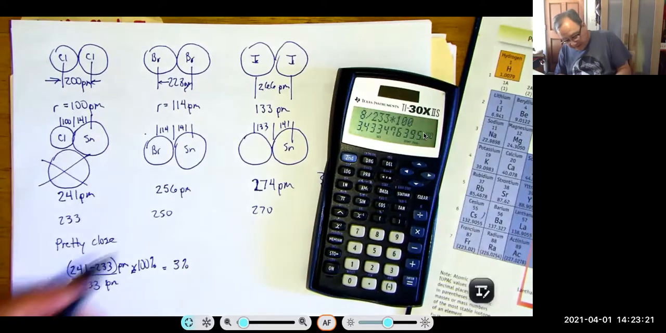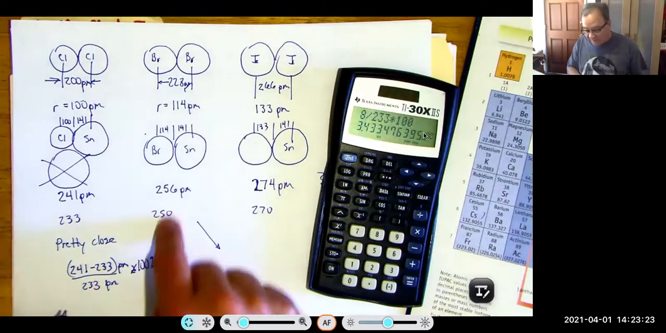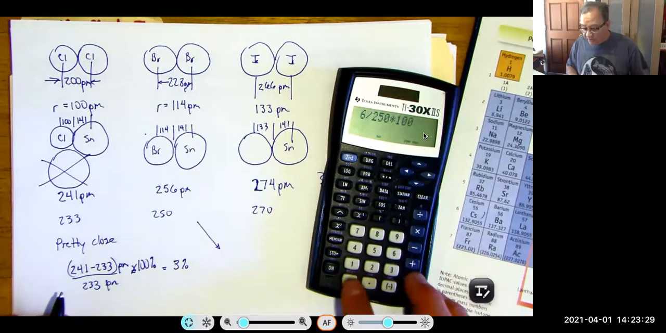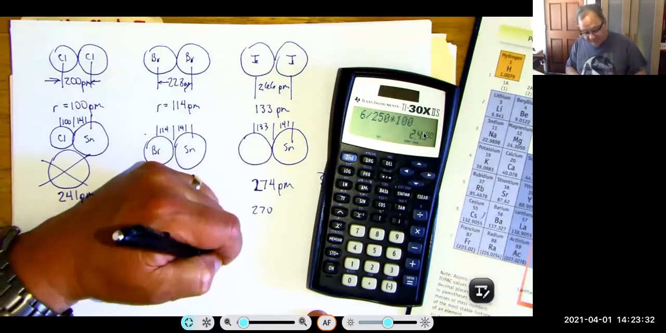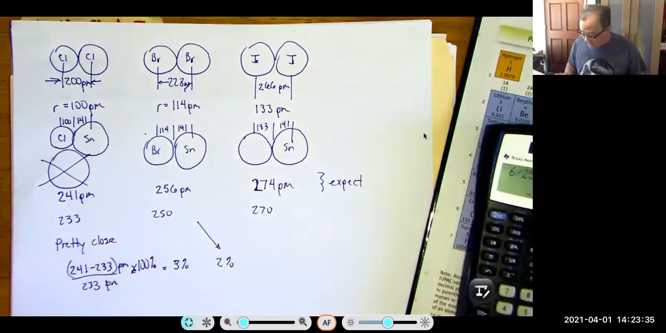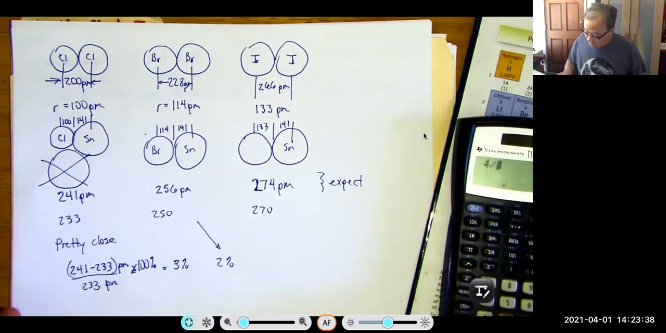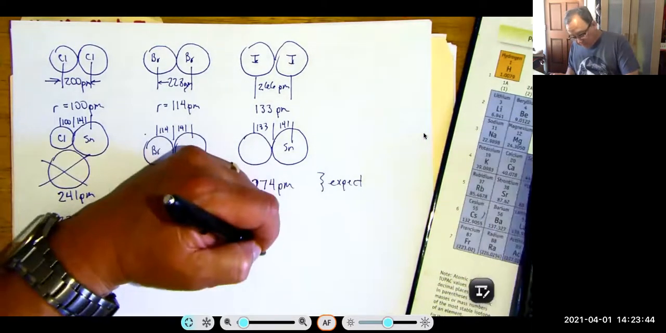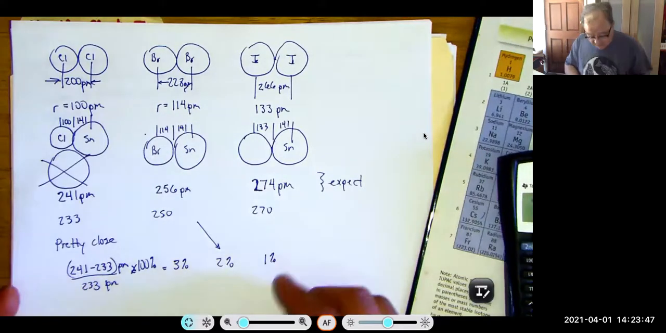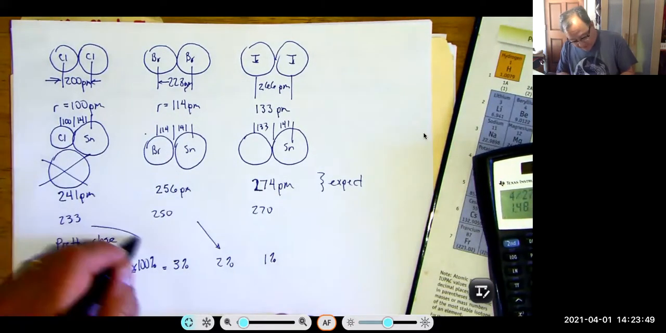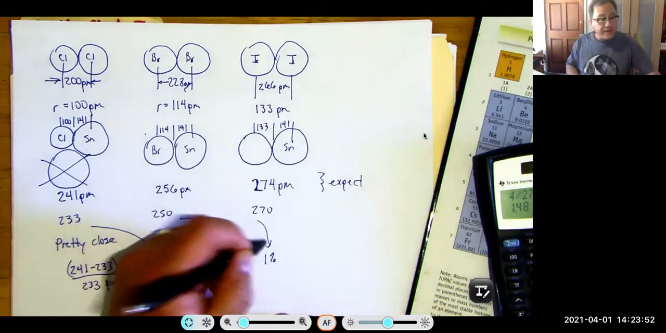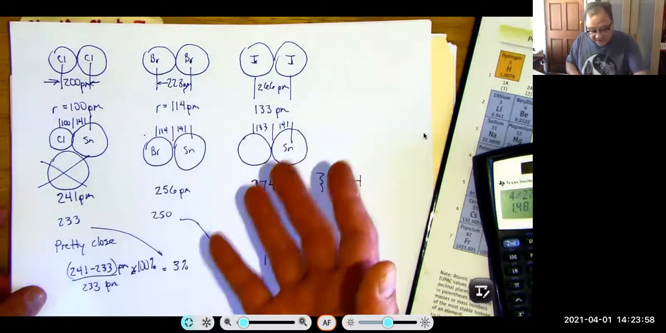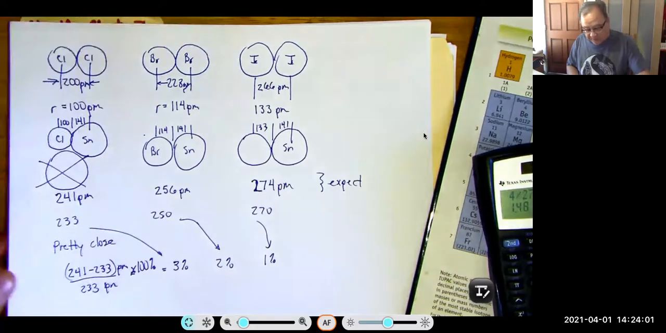And here, the difference is going to be 6 out of 250 times 100. And so this ends up being a 2% difference. And here, this is 4 out of 270, and then times 100%. And this ends up being a 1% difference. I'm rounding off to 1 sig fig. So, when we take a look at these numbers and we look at the error, there's a very small amount of error. So I'd say that what we predicted based on each of these individual ones turned out to be pretty darn good.